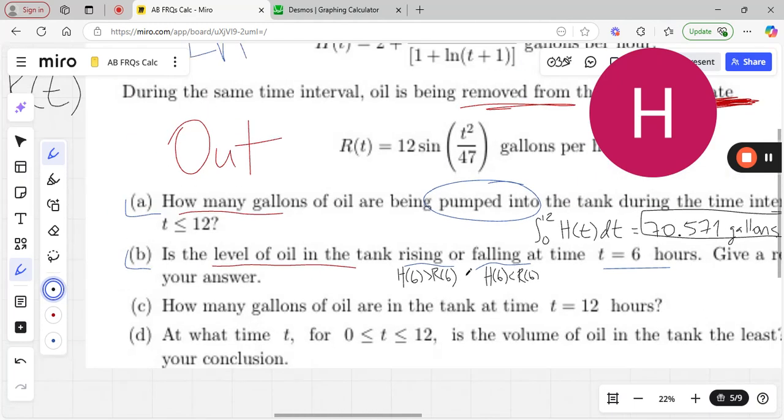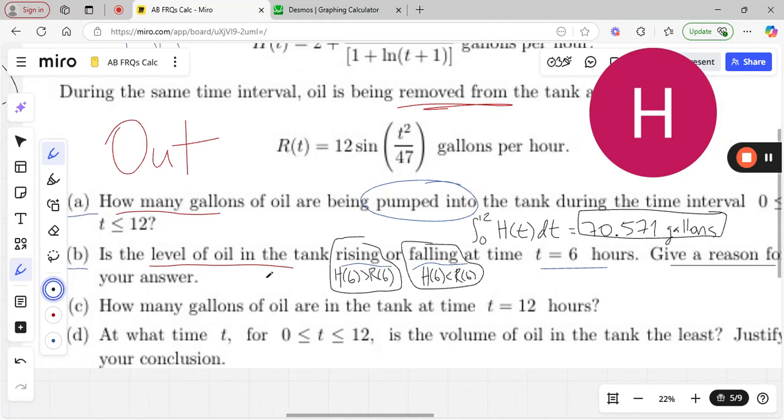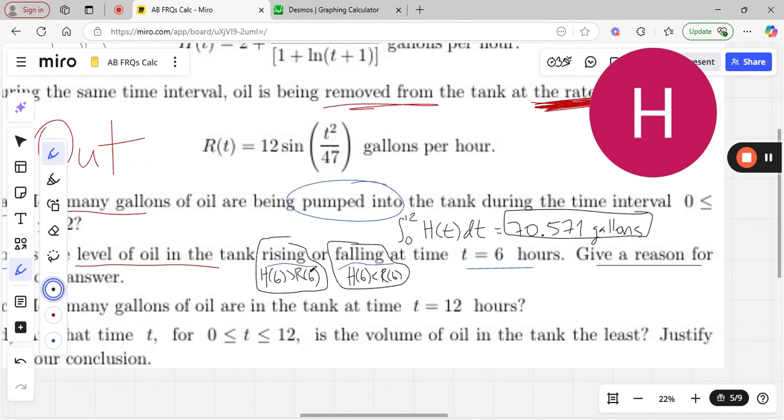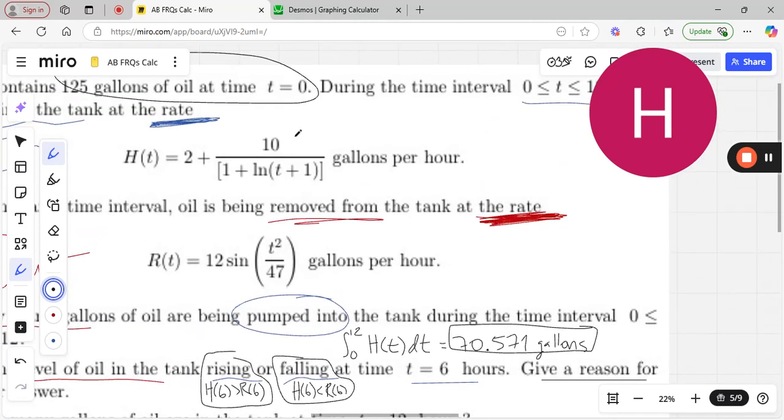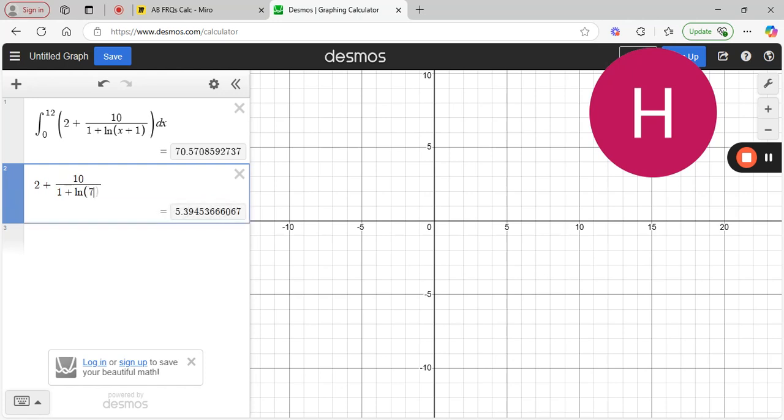Okay, so we just have to check those things. As far as give a reason, this is basically our reason. We've confirmed logically that if more is coming in than it's coming out, it's going to rise, and if more is coming out than it's coming in, it's going to fall. So we just have to compare those. We have to check them. So plug in 6, and this is very easy to do. So we're going to say, what is 2 plus fraction 10 over 1 plus ln of essentially just 7.